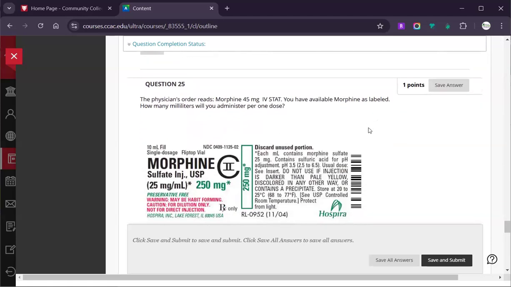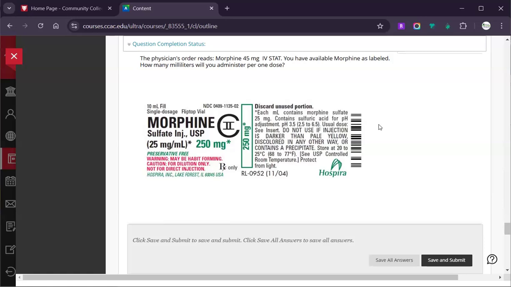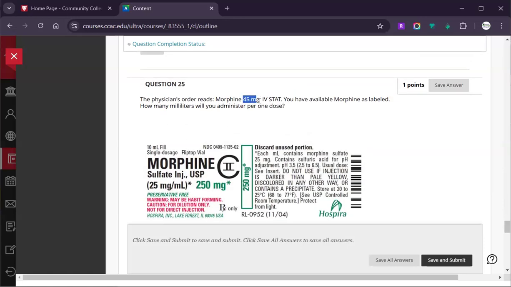All right. For the morphine, 45 milligrams is ordered. You have this morphine available. So all we're going to do is take the order, 45 milligrams, and put it over the available 25. This is actually an example of a reconstitution question, in that they tell you the 250 milligrams, but they also give you the concentration of the medication on the label. So this is actually helpful for you.